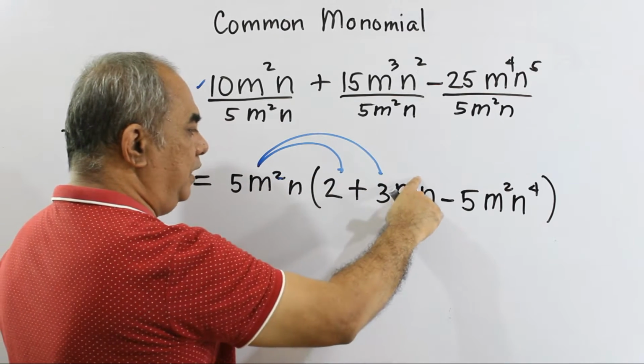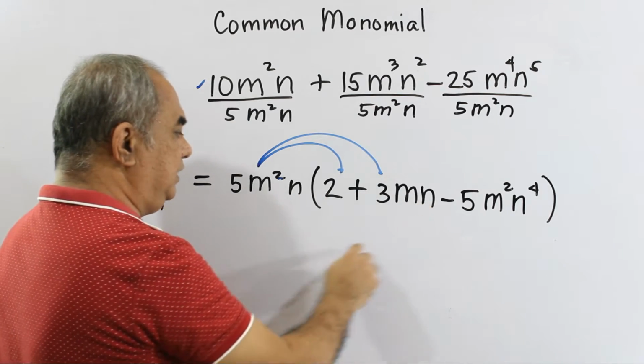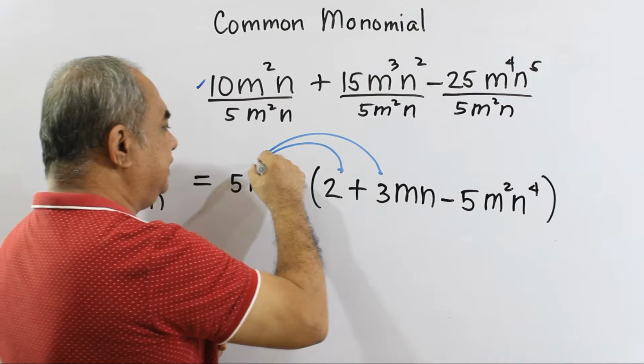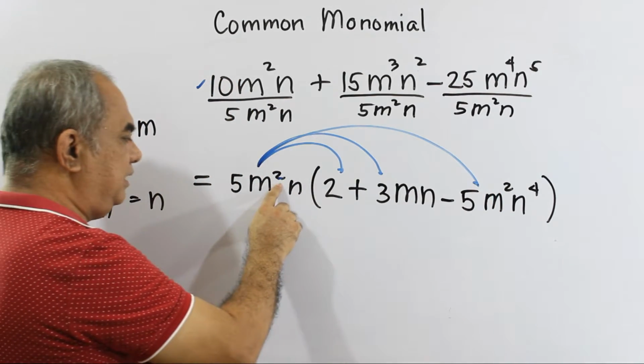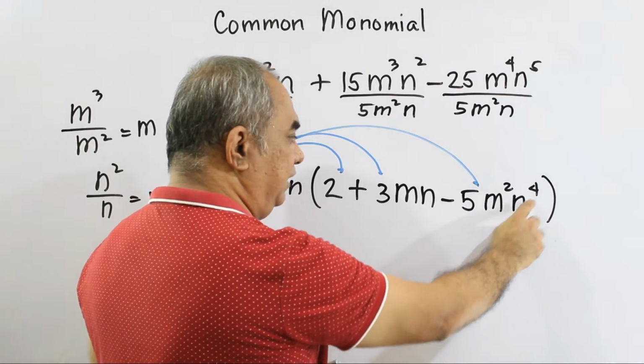We have 2 plus 1 here will give us 3. And lastly, n times n will give us n squared, just like this. Alright, and we do the same thing for the last term. Distribute again, so that means 5m squared n multiplied by negative 5m squared n to the 4th.